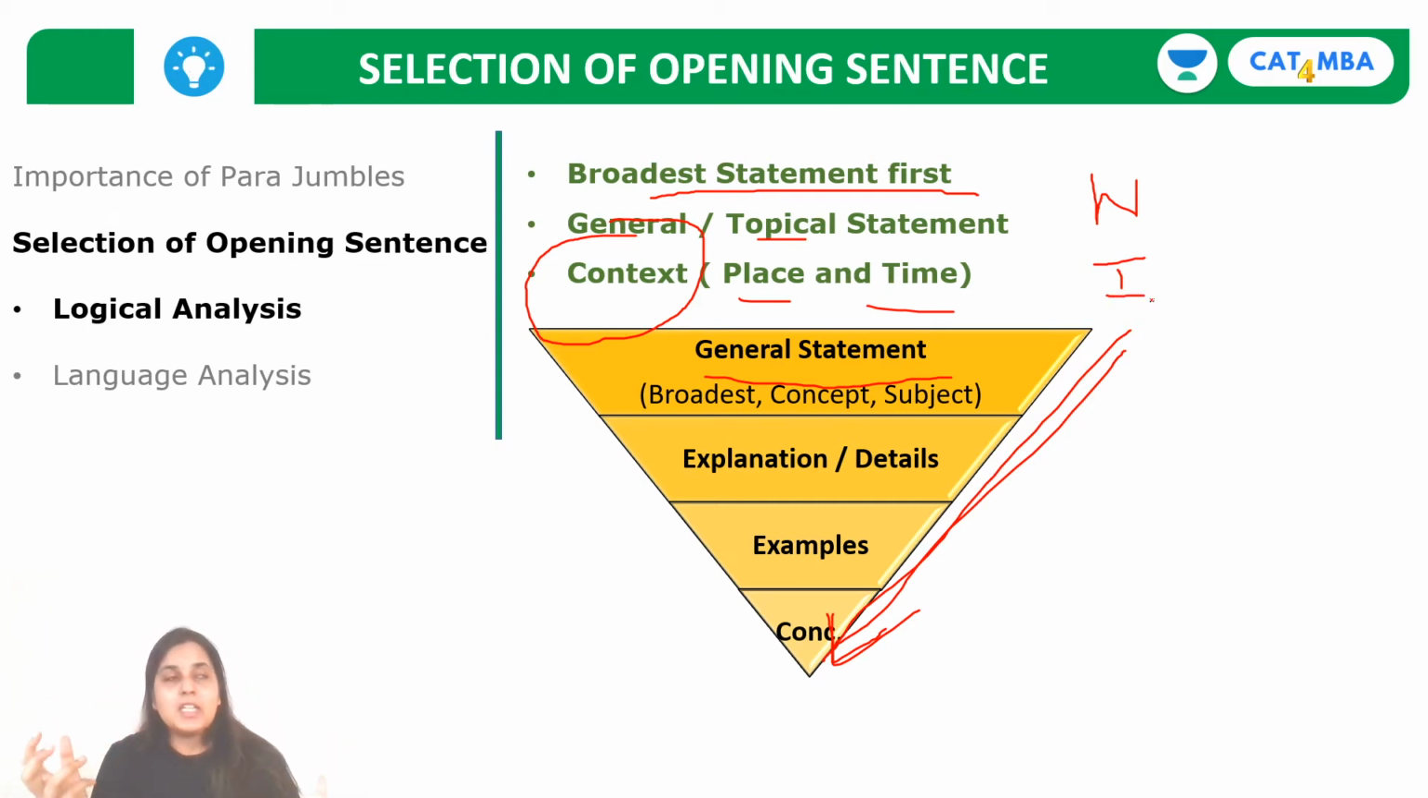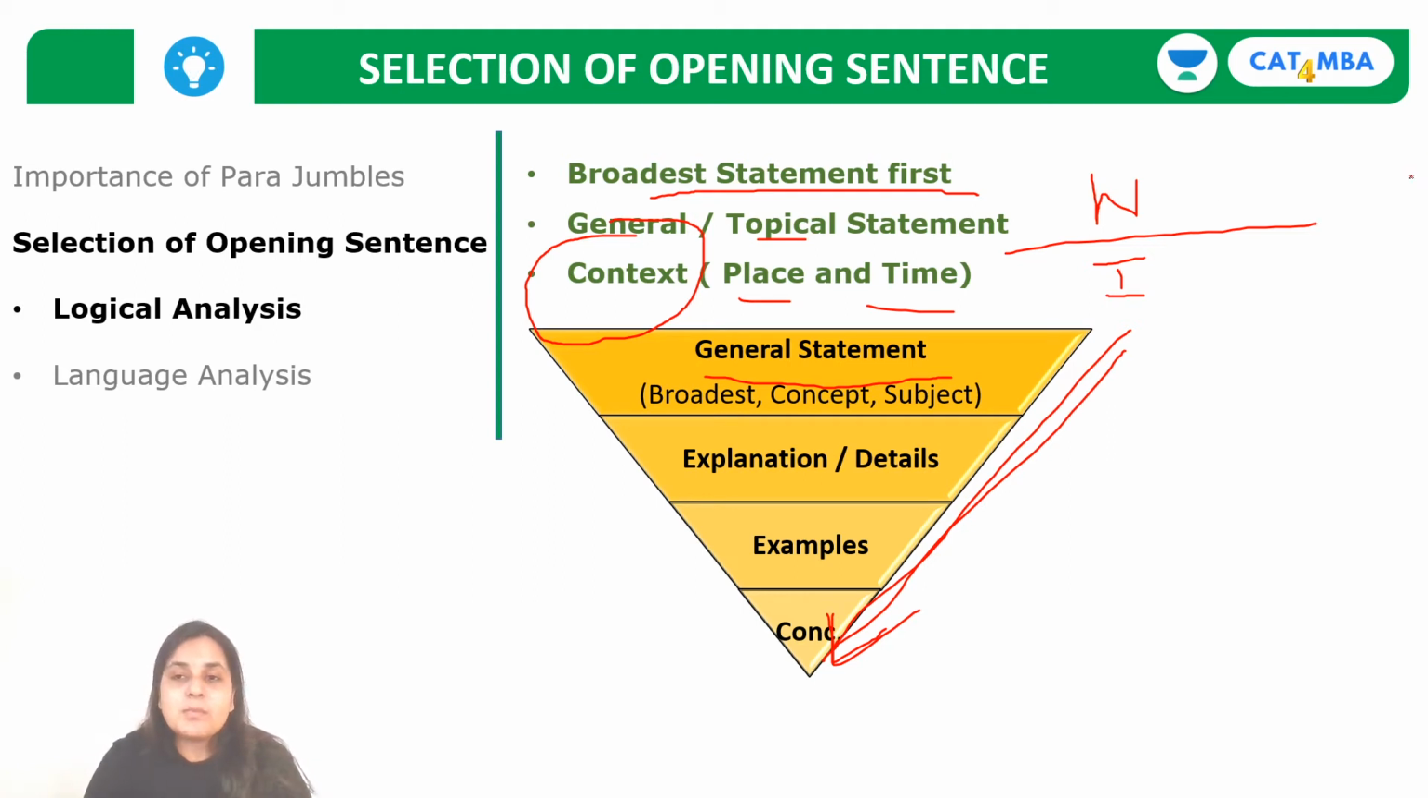Ab logically, kyunki ye dekho, aapke liye specially ye paragraphs banaye nahi jate na, they are taken from sources. Which sources? Our newspapers, our magazines, our journals. So most of the times what the authors or the writers do is write paragraphs in the general essay type. What they do is, first you will talk about the impact of global warming on the world. Then aap aoge India pe.